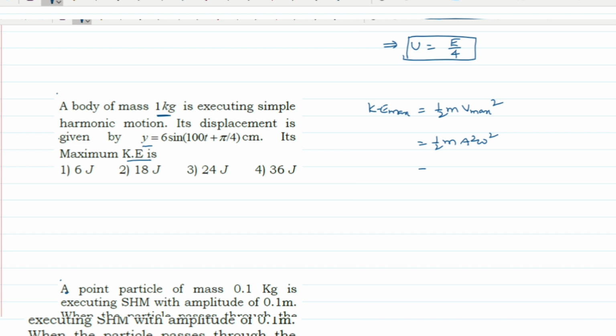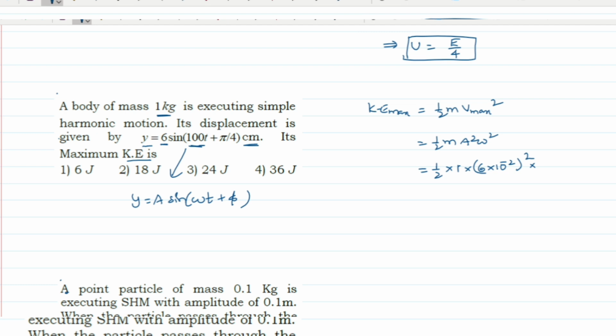So mass is given as 1 kg, and the amplitude in the given equation is 6, but it is given in centimeters. So the displacement is given in centimeters, so 6 centimeter you have to take, and I'm converting into meters, whole square you can take. Omega, just compare this one: y equal to a sine omega t plus 5.